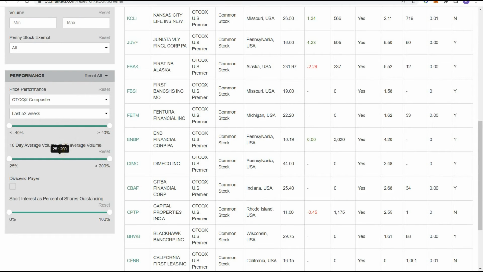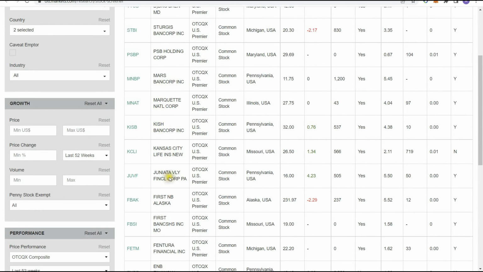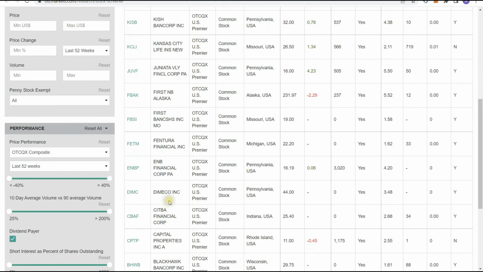And finally, the last thing that you may want to screen by is dividend payer. If the stock pays dividends, then you can screen by that too.